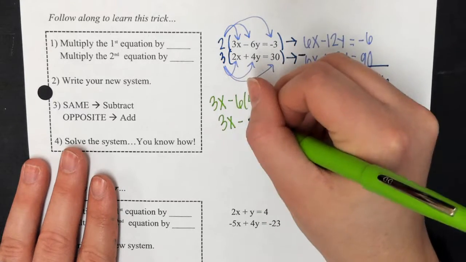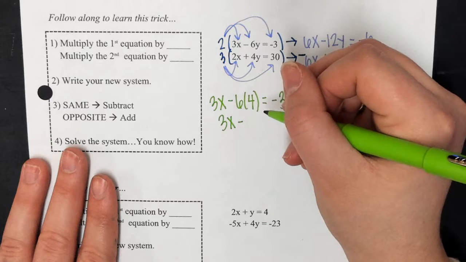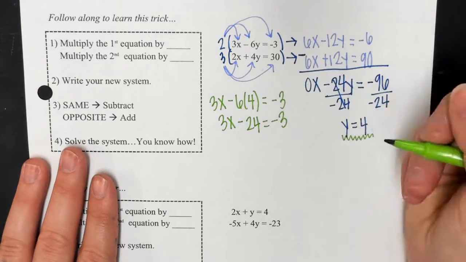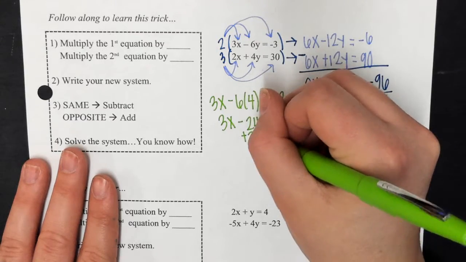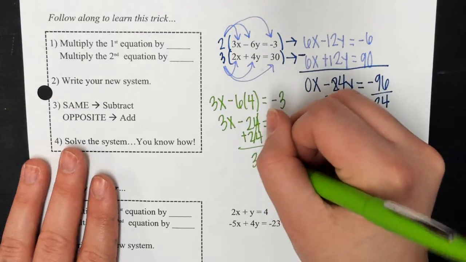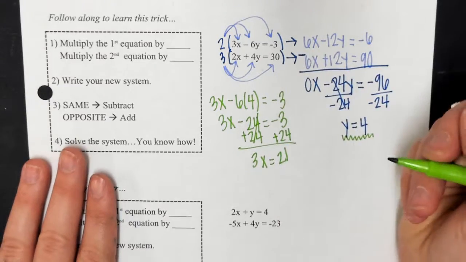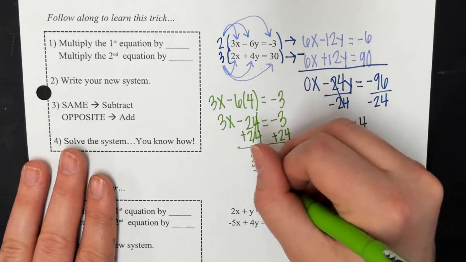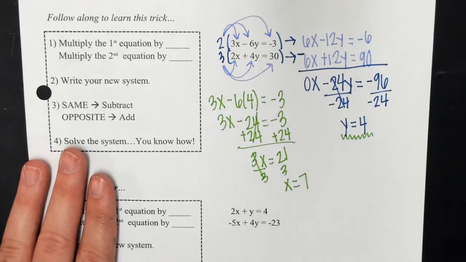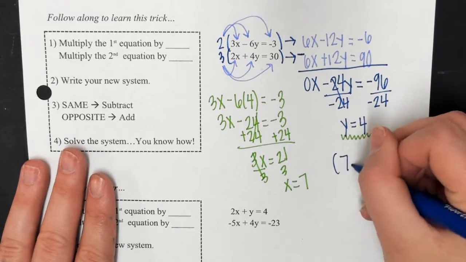3x minus 24 is equal to negative 3. Plus 24 plus 24. You get 3x is equal to 21. Divide by 3. X is equal to 7. So your answer is 7, 4.